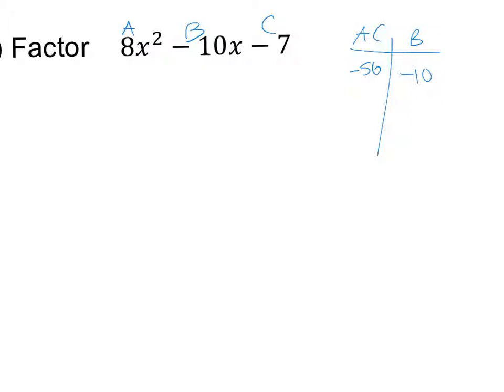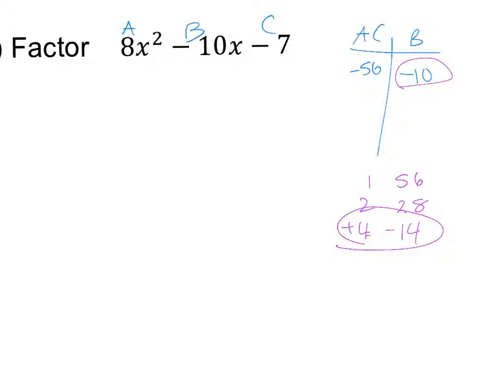Think of all the factors of 56. 1 and 56 doesn't work. 2 and 28 no. 4 and 14. Oh yeah, 4 and negative 14. Excellent. So it's 4 and 14, but they have to add to a negative, so the bigger one's negative.